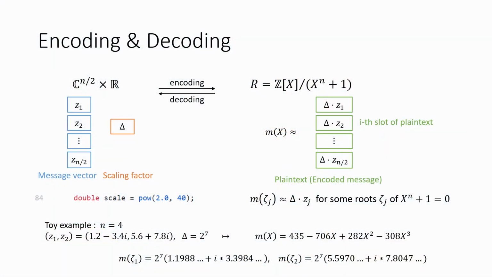Later, the CKKS scheme will support some parallel computation on these multiple slots. So you can imagine that a plaintext implicitly has n over 2 plaintext slots, each of which can store a complex number. And after encoding, each of these slots contains an approximate value of delta times z_i.